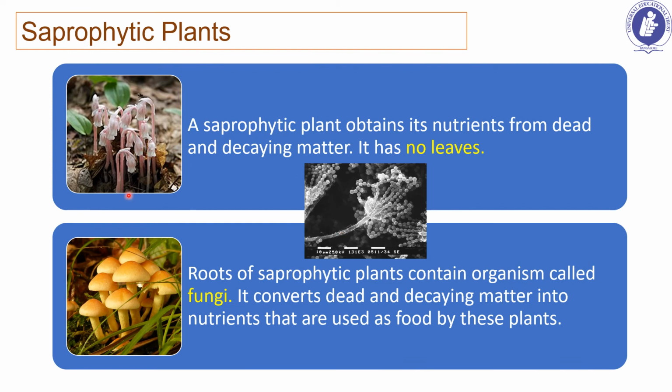Remember one more thing. These are called saprophytic plants. They do not have any leaves. They are obtaining their nutrients from dead and decaying matter. How are they obtaining? In their roots, they have a special microorganism called fungi. Here a mushroom is an example of a fungi. Here the Indian pipe is shown one more time. In its root, it will have this microorganism called fungi. That fungi can convert dead and decaying matter into nutrients. So these plants will absorb the nutrients through their roots.